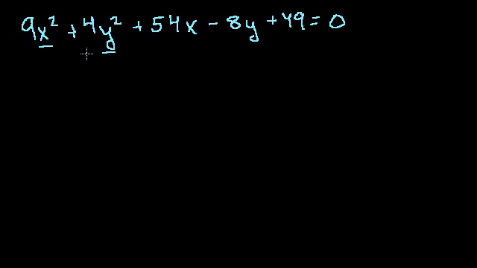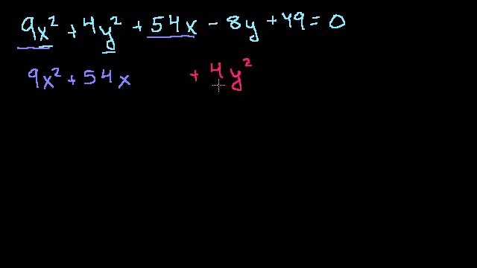The first thing I like to do to complete the square, and you're going to have to do it for the x terms and for the y terms, is group the x and y terms. So the x terms are 9x squared plus 54x. And let's do the y terms in magenta. So then you have plus 4y squared minus 8y. And then, in a different color, plus 49 is equal to 0.